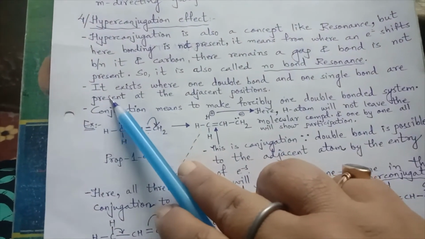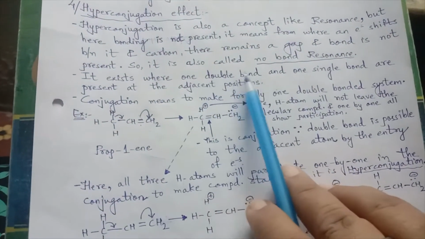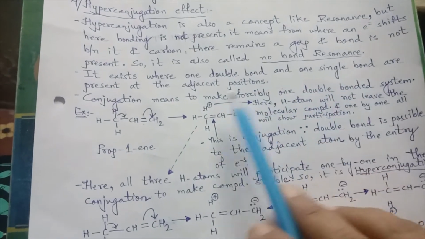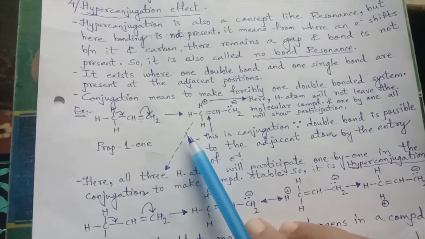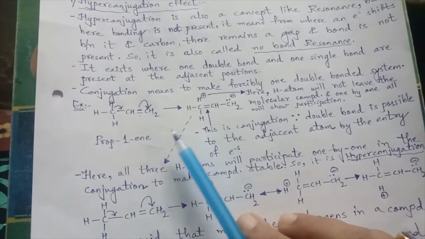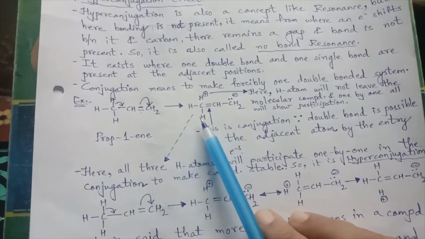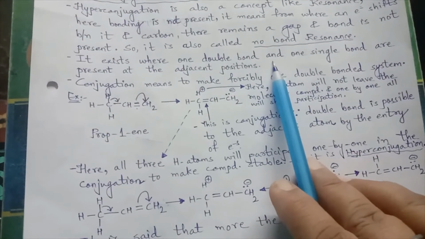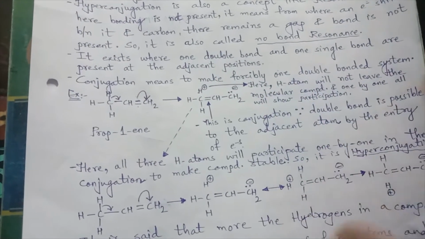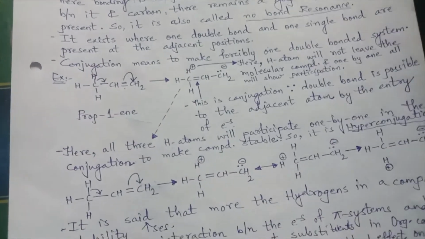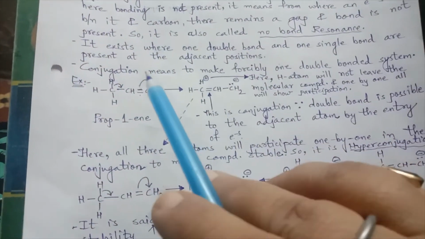So we can say it exists where one double bond and one single bond are present adjacent to each other. When one double bond and one single bond are adjacent, that means side to side, one here, then the next here, side to side, when they are present, it is called the adjacent position.